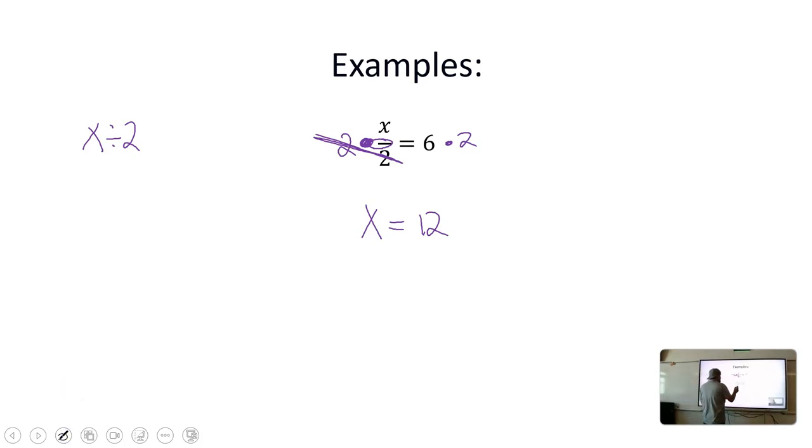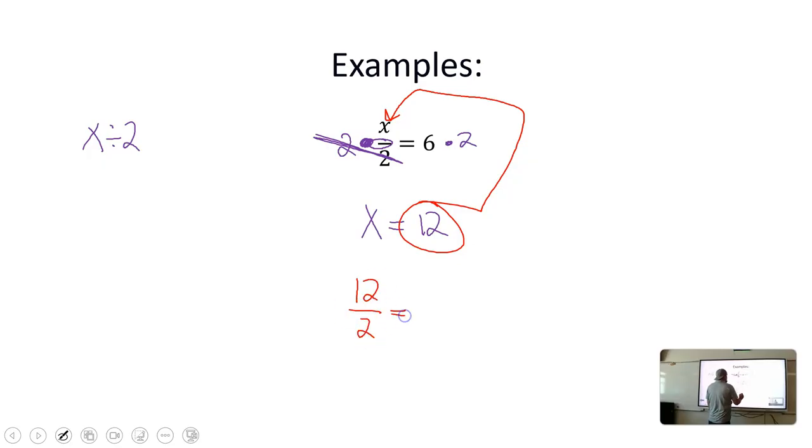Make sure we are correct. So let's take this 12 and plug it in right here. So I'm just going to rewrite it as 12 divided by 2 equals 6. And 12 divided by 2 is indeed equal to 6. So I got my solution.